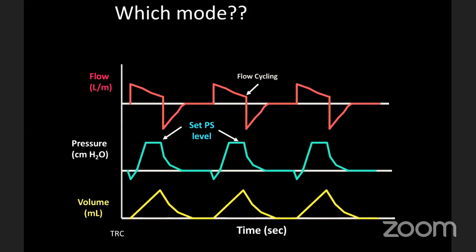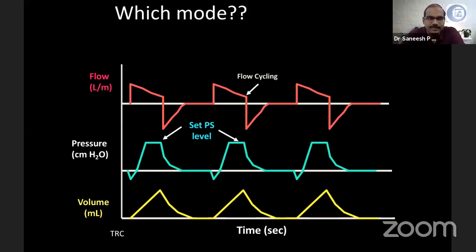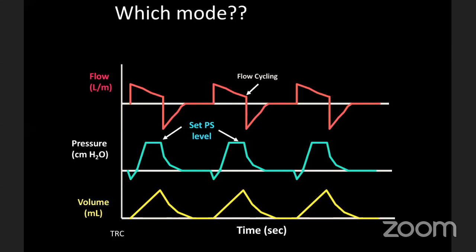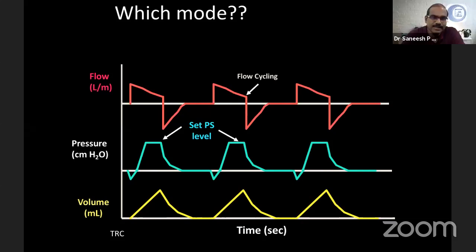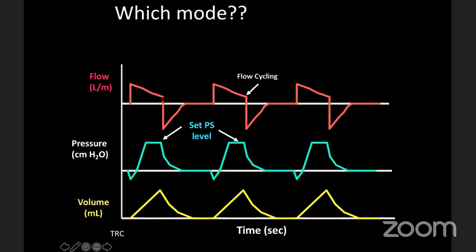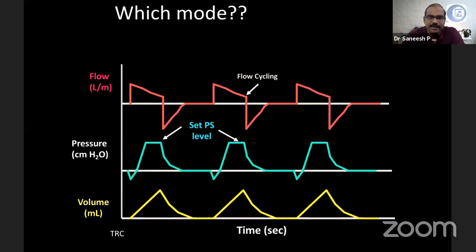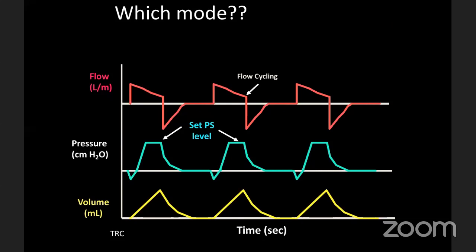It's a decelerating graph, and it has reached back to the baseline. It doesn't touch the baseline, right? So it's switching to expiration here. After the flow has reached 25%, it has. So it could be pressure support. Okay, pressure support. Excellent.